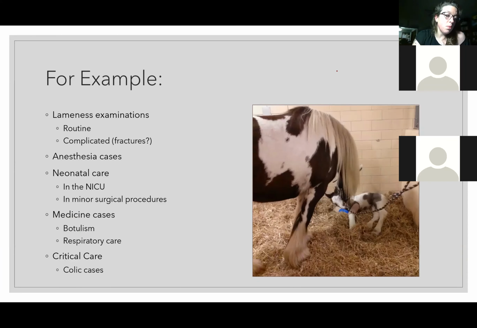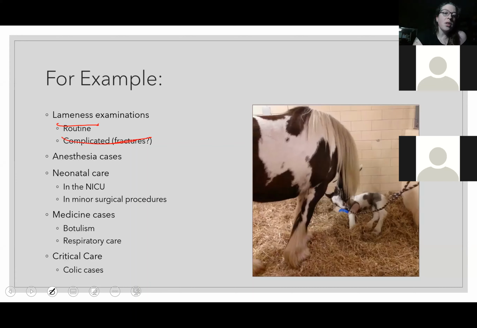The problem though is that he was hospitalized for over a year with us. That is the very definition of arduous. So as far as lameness exams went, I wanted to keep out the routine lameness exam. Okay, it's boring, right? But my complicated lameness exam, the fracture, was not something that I could physically write about. Instead, I kept with something that was middle of the road.